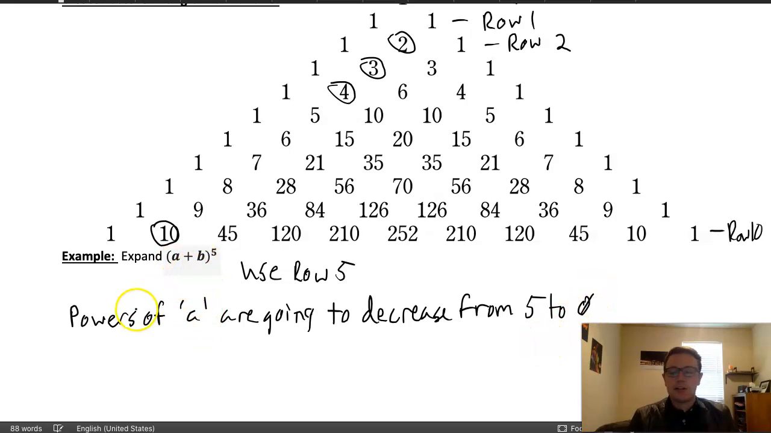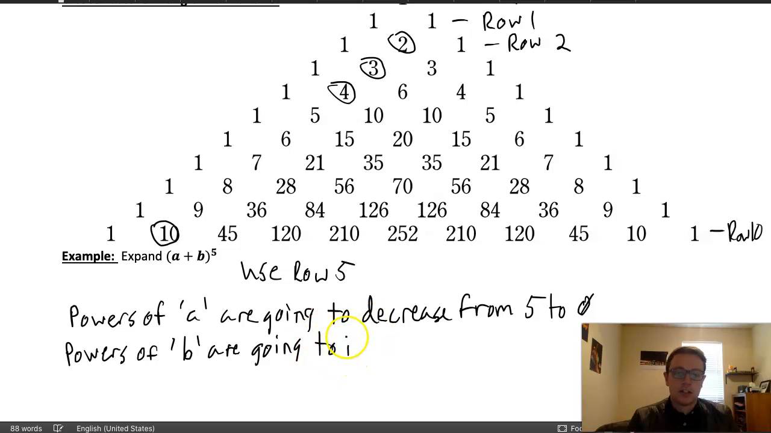Our powers of b, or our powers of the second one, are going to do the opposite. They're going to increase. We're going to start at 0 and work our way up to the highest number, which is going to be 5. So this is going to increase from 0 to 5. So let's go ahead and see what that means.